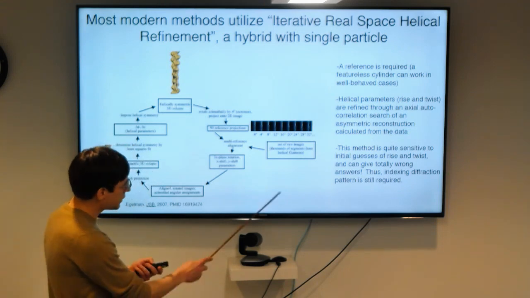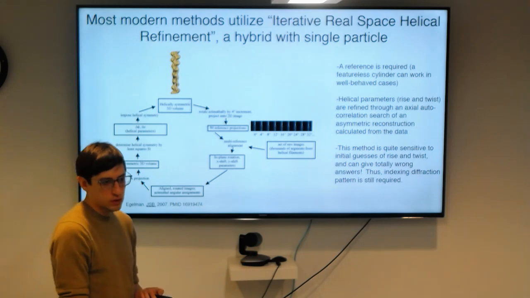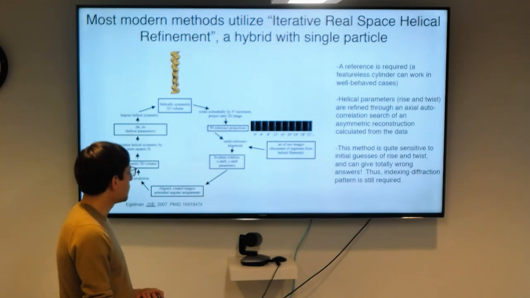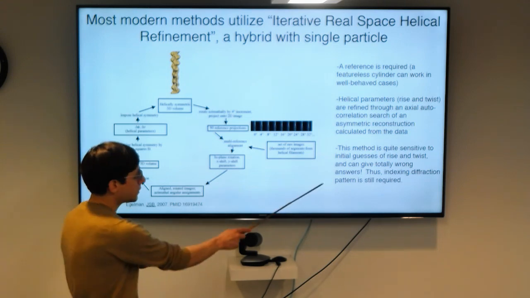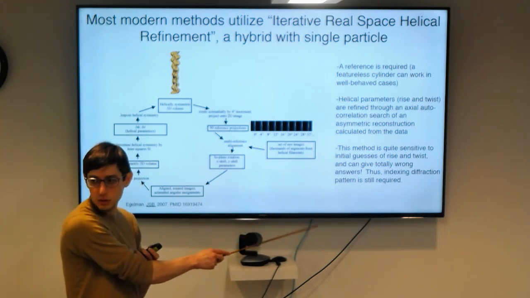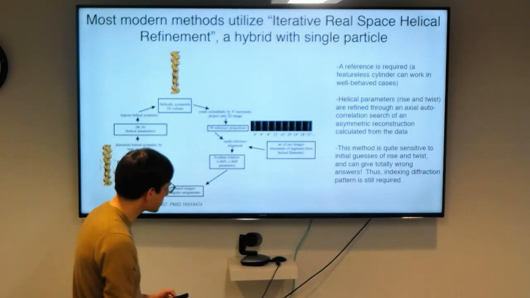But once you have those good guesses, or if you're working on something like actin or a microtubule or some virus tail where the helical parameters are already kind of known, then it's perfectly okay to start from this stage, and you will likely get a high resolution reconstruction if it's a well-behaved sample.